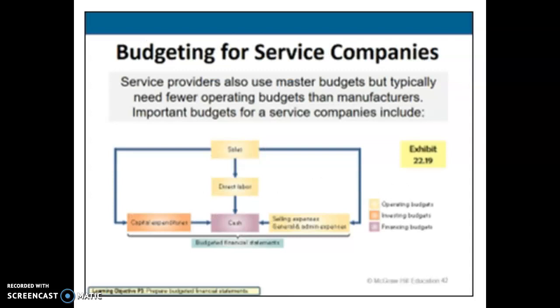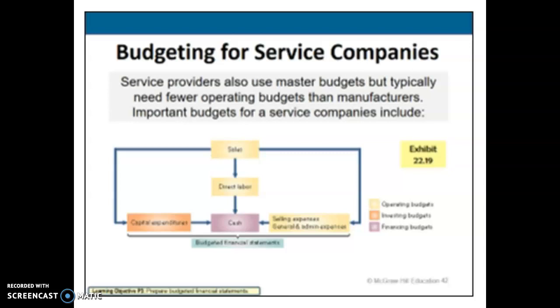When we think about budgeting, it's a little different for service providers. They're going to use master budgets, but typically they have fewer other budgets, or fewer operating sections, than manufacturers. But it's still important for a service company to include sales, the direct labor, the cost of expenditures, the cash budget. They might look at selling expenses, and then their general and administrative expenses. And then they have their budgeted financial statements. So they're not going to prepare production or direct materials budgets, but they are going to have more of a direct labor budget focus.